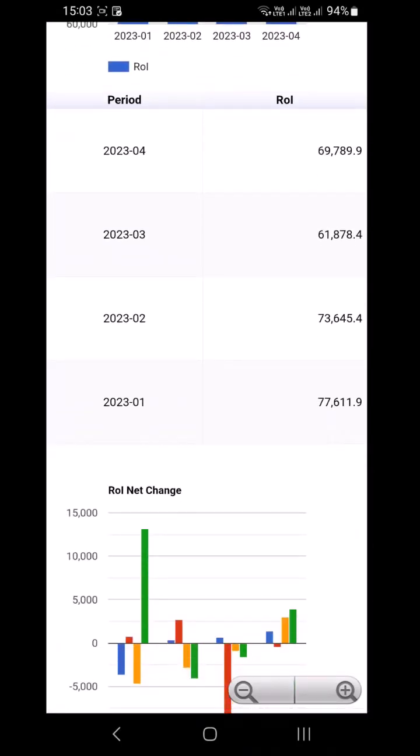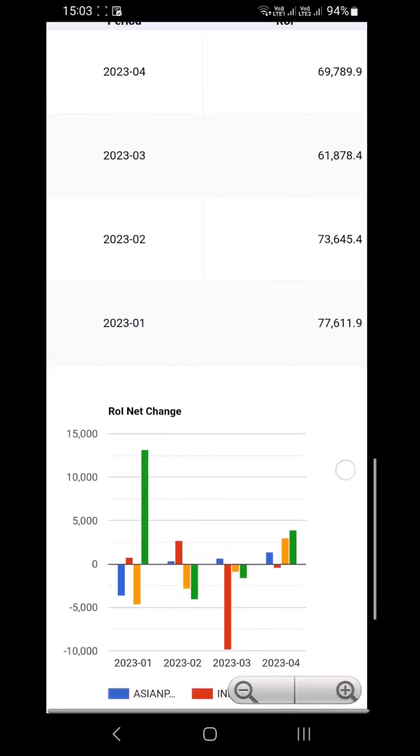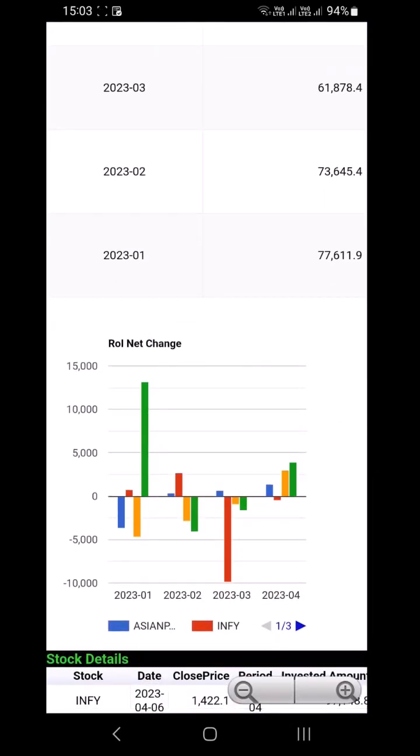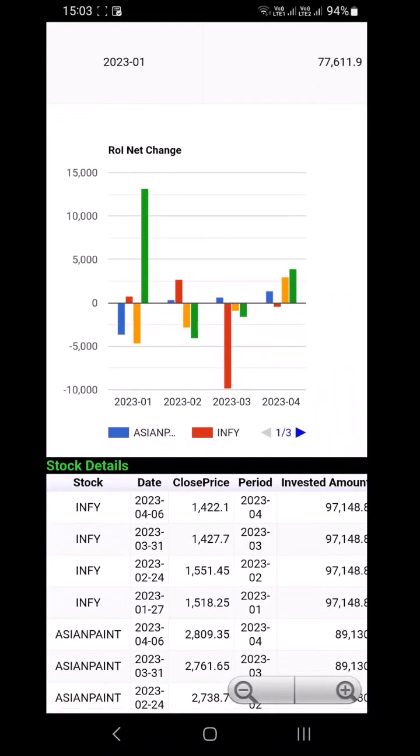The next graph is the ROI net change graph that shows the performance of the individual stock over time. A positive net change in ROI indicates that an investment is performing well and increasing in profitability, while negative net change in ROI indicates that an investment is decreasing in profitability. By observing this graph, investors can make choices about buying, holding, or selling investments to maximize their returns.